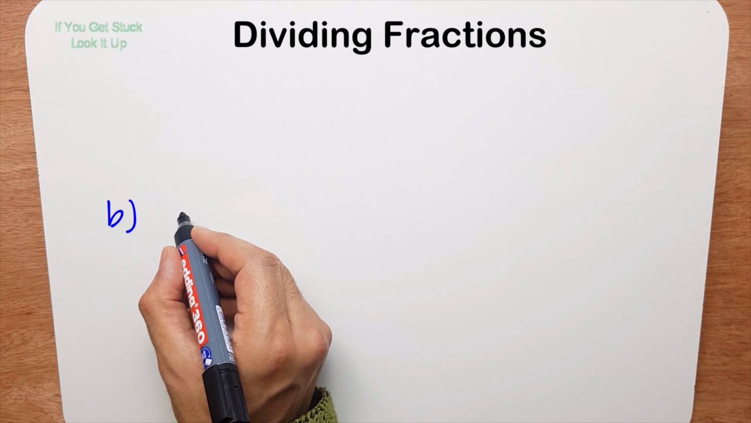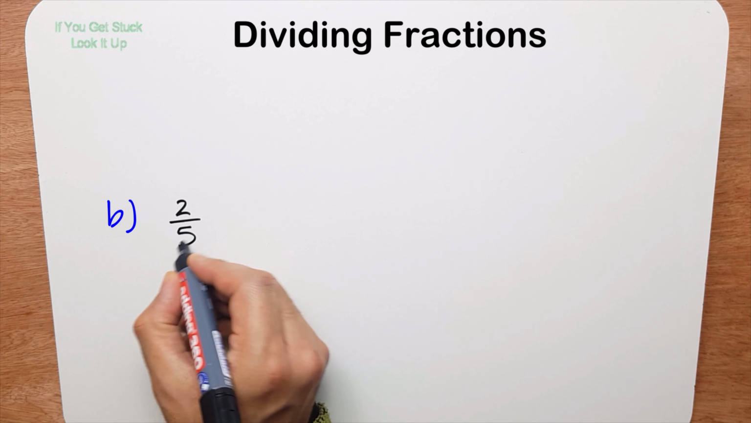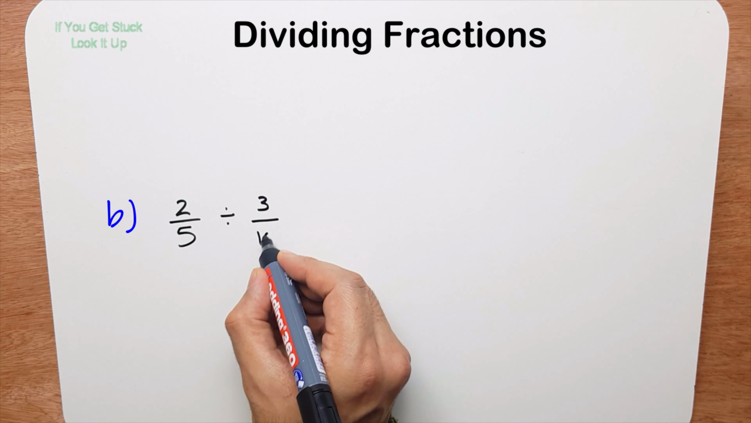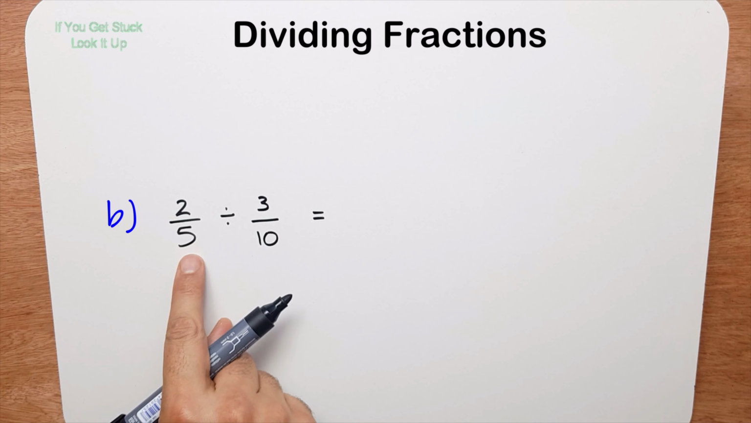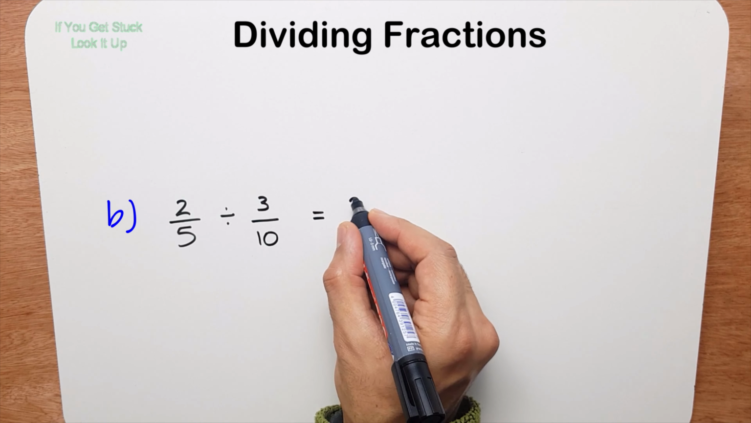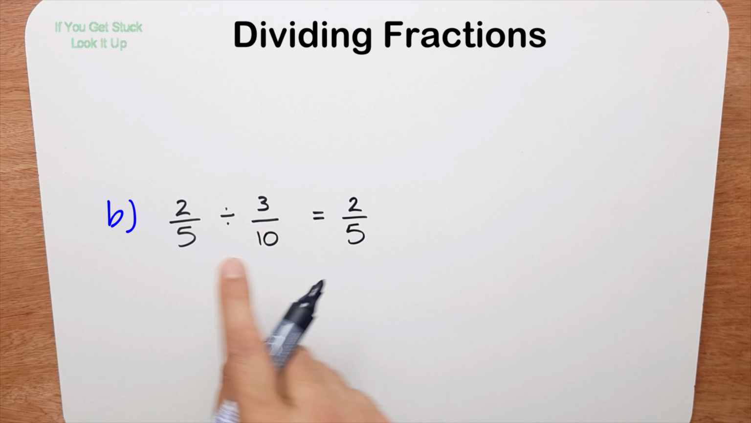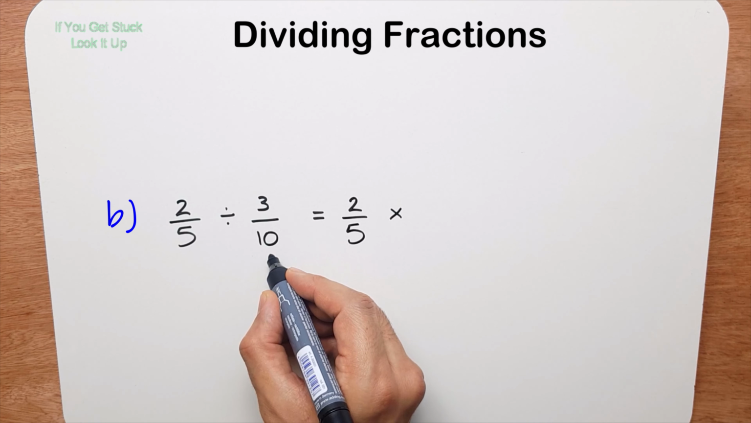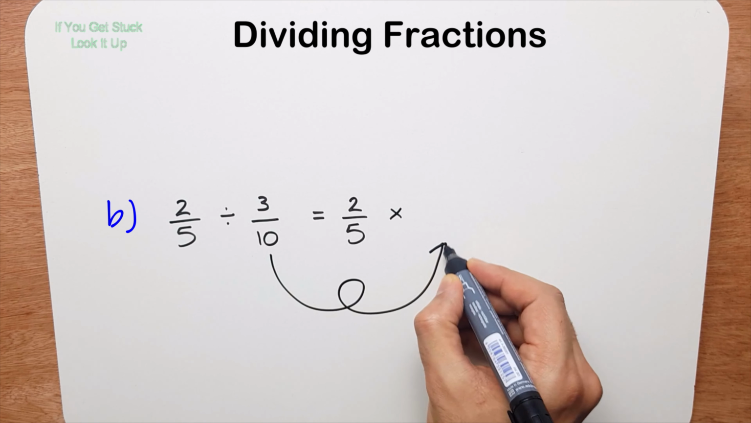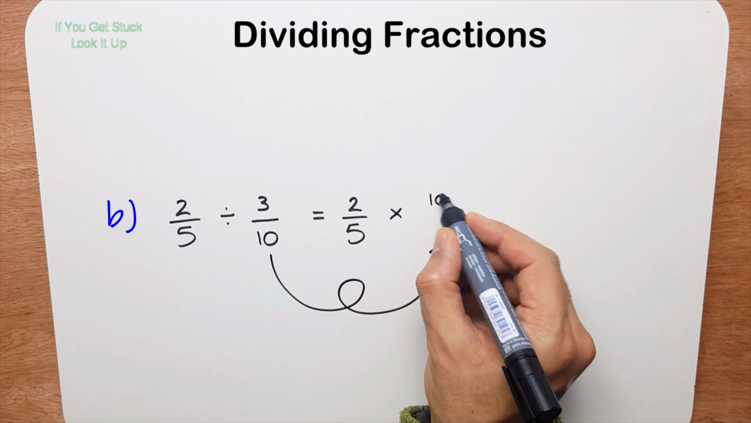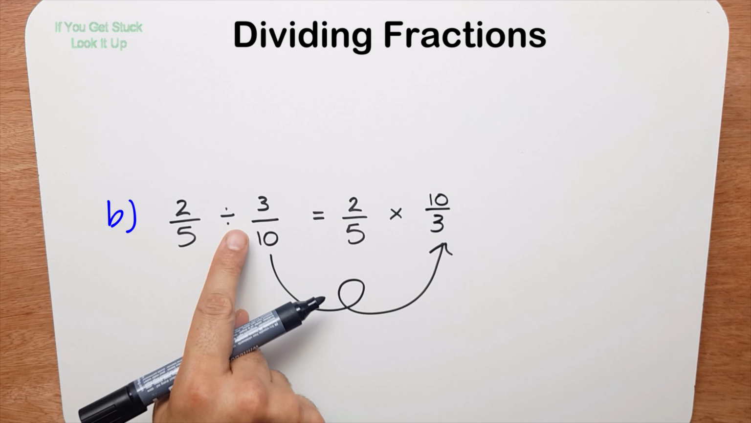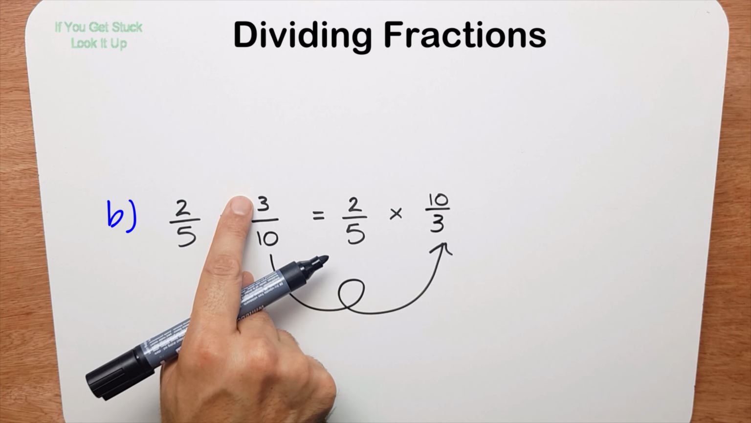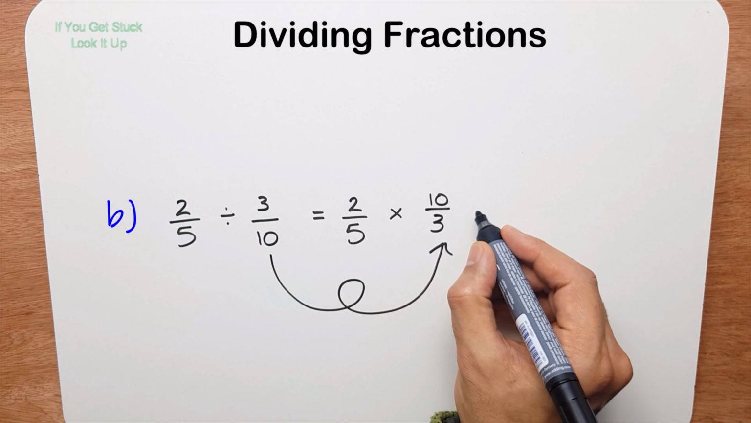My next question is 2/5 divided by 3/10. I keep the first fraction the same. I turn the divide into a times, and the second fraction I flip. So that becomes 10/3. So can you see what's happened? The 3's gone to the bottom and the 10's gone to the top, so they've swapped places.